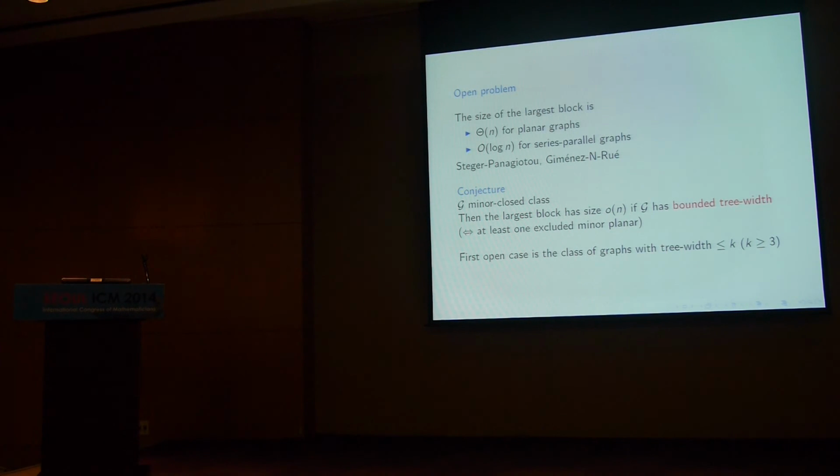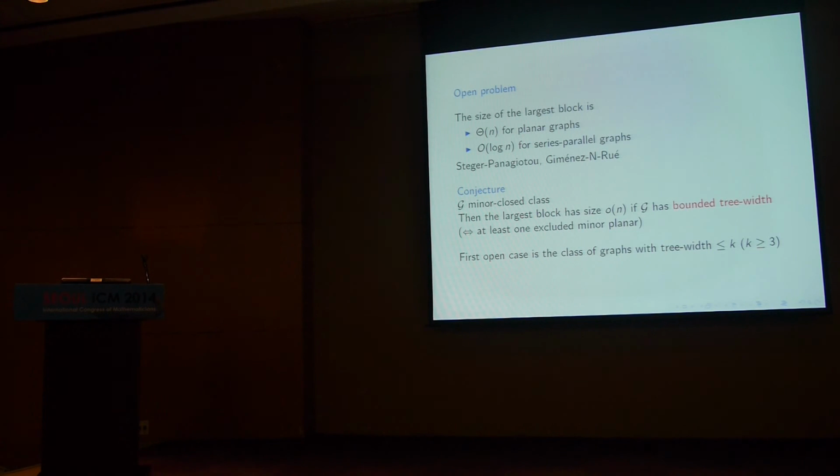Now, what I think is responsible for this log n is bounded tree width. So my conjecture, or what I believe is true, is that if a minor closed class has bounded tree width, then the largest block is sublinear. I do not dare to write here log n, but I think it will be sublinear. And as you know, one of the fundamental results of Robertson-Seymour is that at least one of the excluded minors is planar. In every case when we have been able to compute everything, this turns out to be true, but this is a conjecture.